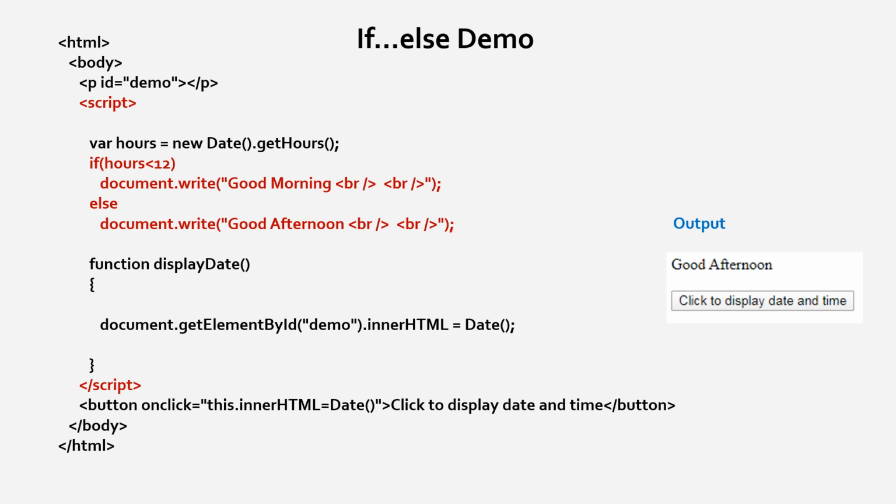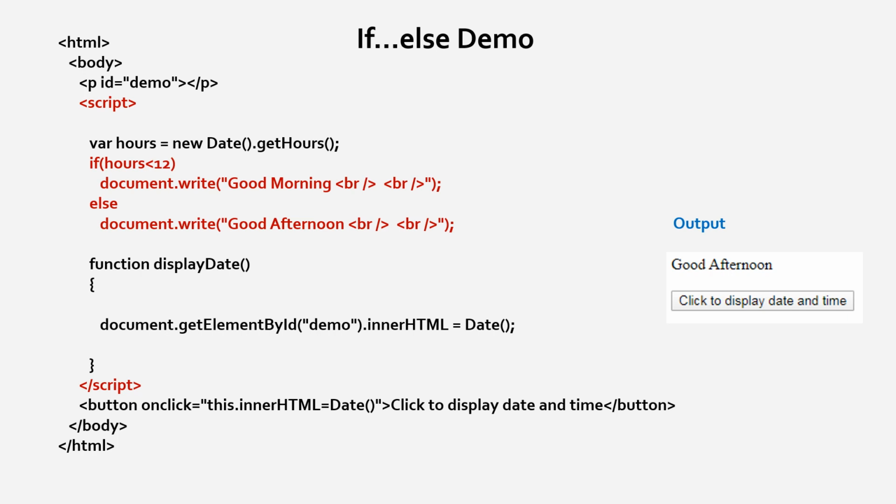Let us discuss a very simple program using the if-else control structure. Suppose we want to display good morning if time is less than 12 o'clock, and afternoon if time is greater than 12 o'clock. For that this program is used.